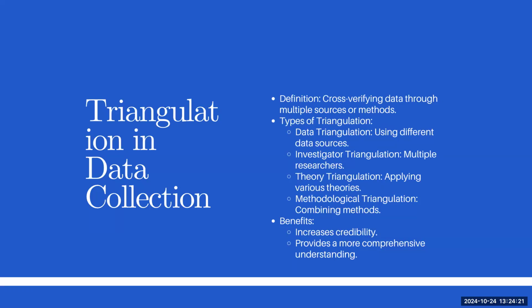Theory triangulation entails applying different theoretical frameworks to the data, which can help highlight the various dimensions of the data. So you're looking at interpreting consumer behaviors through both psychological and sociological lenses, and that gives you a more comprehensive understanding of motivation rather than just doing one or the other.